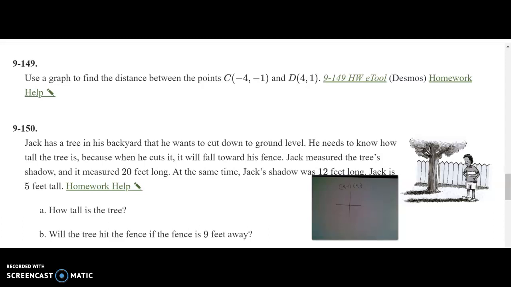Alright, so here is problem 149. It told you to graph and find the distance between the points (-4, -1) and (4, 1). So -1, then 1, 2, 3, 4, and 4, comma, 1: 1, 2, 3, 4, up 1. What they're asking you to do is find this distance, the line segment. How long is that?